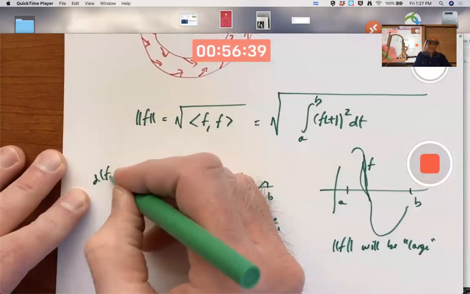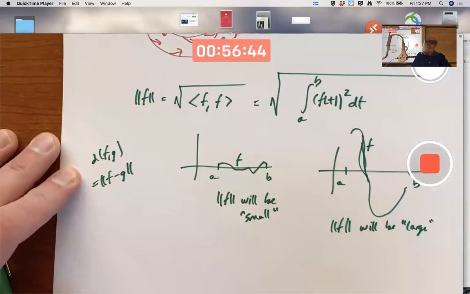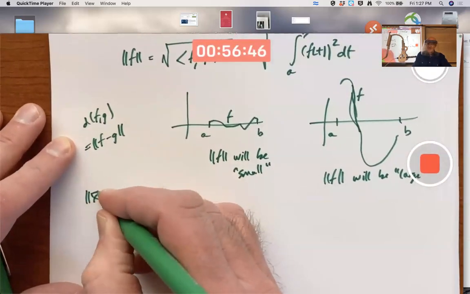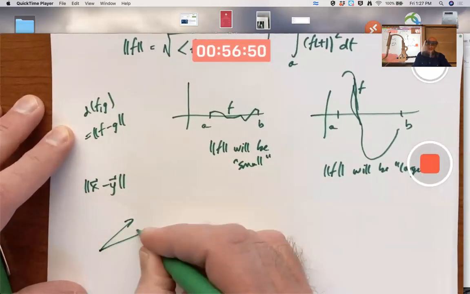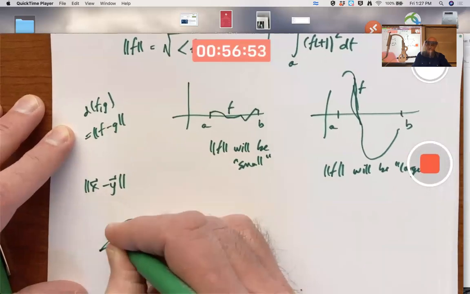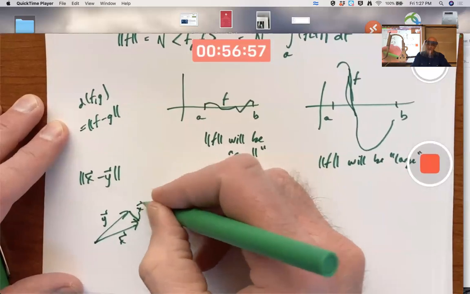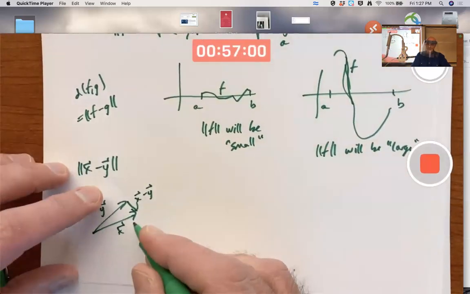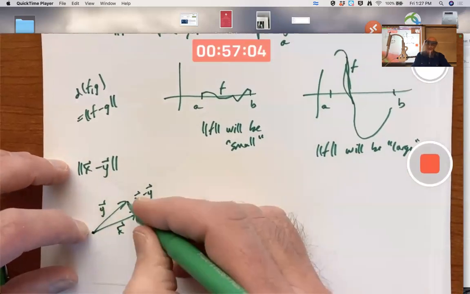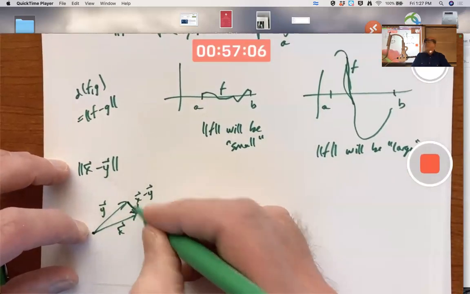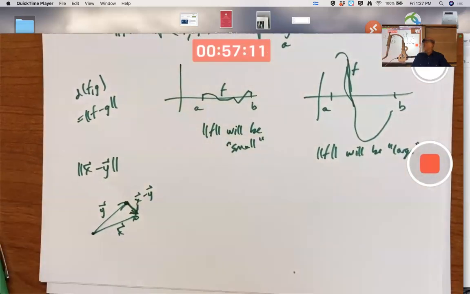Distance between two functions f and g is the norm of their difference. Just like the magnitude of the difference of two ordinary vectors effectively measures the distance between them. There's the vector x minus y. If x's and y's heads are close together when you put their tails at the same spot, then x minus y is going to be a short vector. The distance between the heads of these vectors is small.